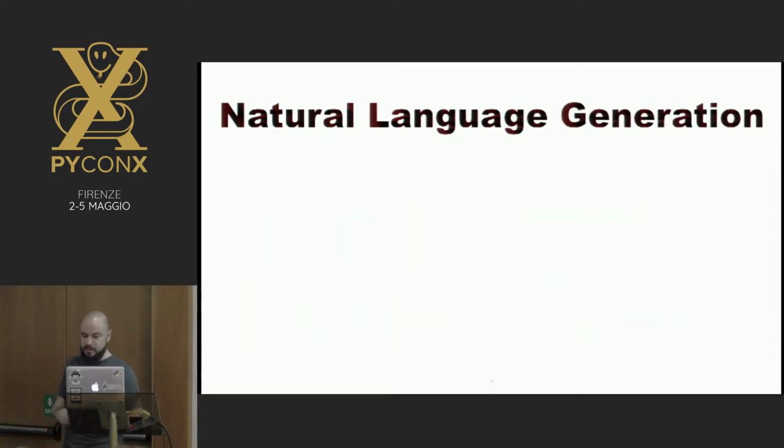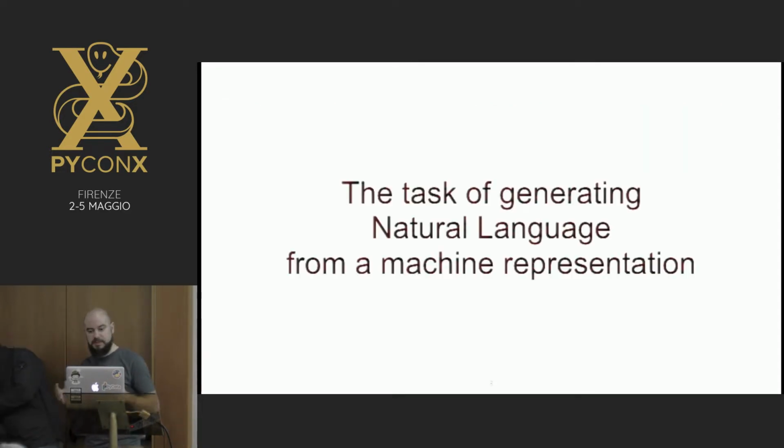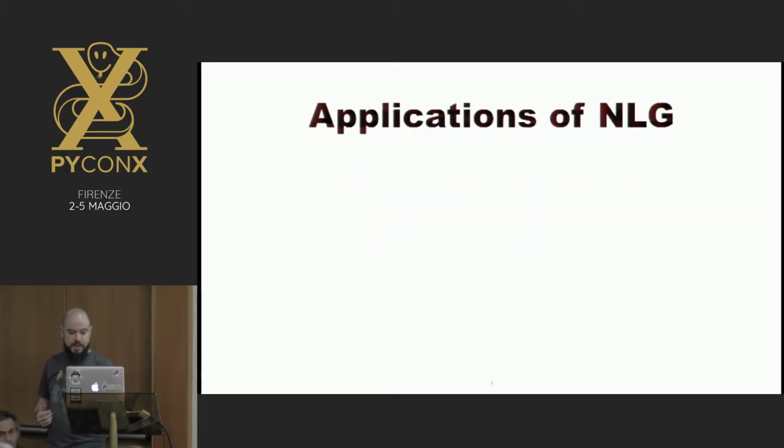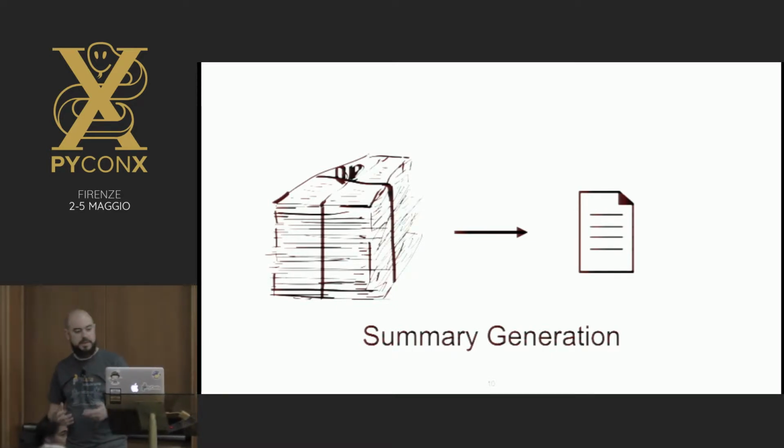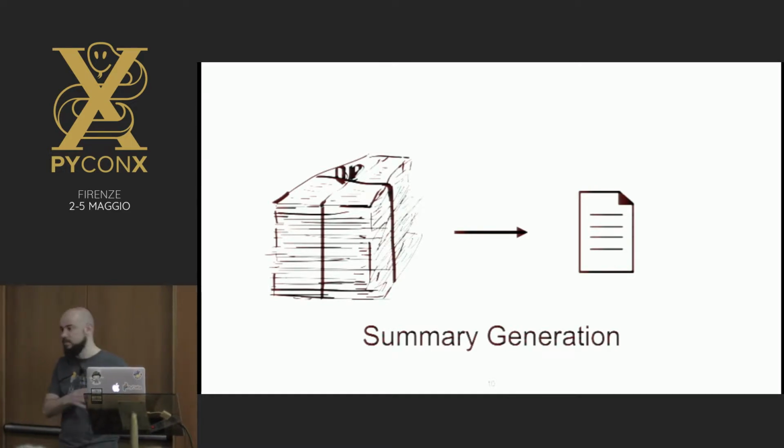So specifically for natural language generation, if I give you a brief description of the task, it's about generating natural language, as you might expect, from a machine representation. So this machine representation is going to be crucial. In terms of applications, where is natural language generation useful? I'll give you a few examples. For example, summary generation. Let's say you have a big pile of text, too much to read, and you want to generate a short summary with the most important content from the original source. And you can tackle this problem as a natural language generation problem. So reading a big pile of text and generating a short summary with the most interesting stuff.